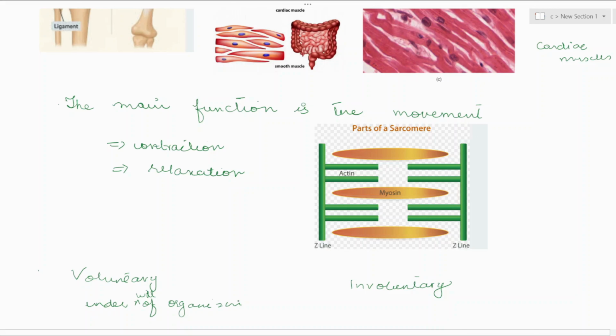Like if you are moving your hand, it's your choice. If you want to sit idly, you can sit idly. There's no need to move. This is under your control, whether you want to go outside the room or not. Right? But what about the heart? Is it under your control? Can you control the beating of your heart? No. So it would be involuntary. The heart movement is involuntary.